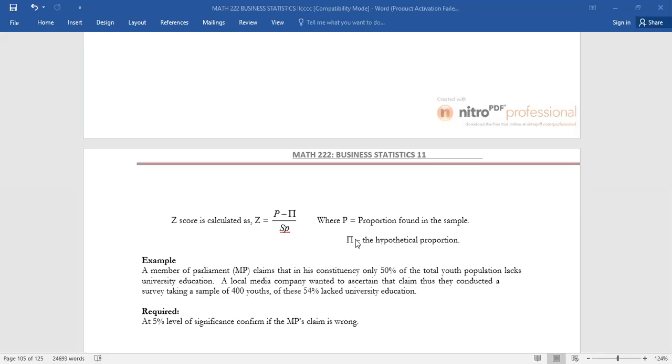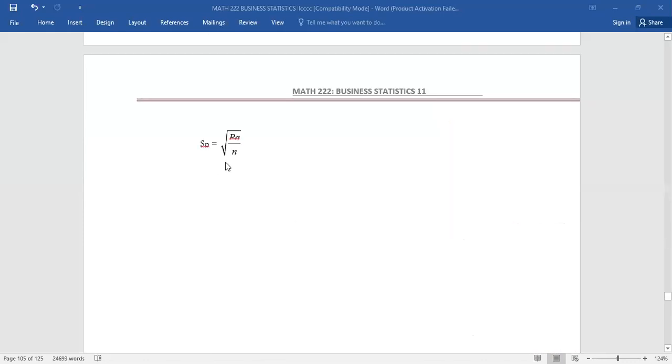Yes. Now we go to the Z. You are looking for the SP. 0.00625, you've gotten 0.079. So this will be our denominator, right?